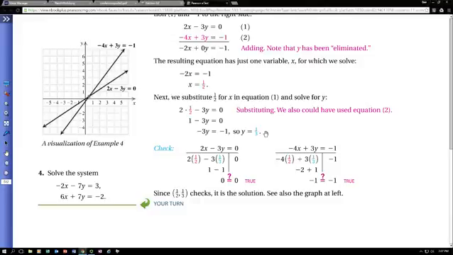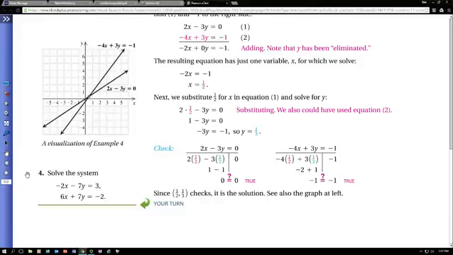So I check that. You put the ordered pair 1/2, 1/3 in, so you put 1/2 in for x and 1/3 in for y. I put it into both equations and see if it makes it true, because that's what solutions do. And in this case it does. So this ordered pair 1/2, 1/3 is a solution to the system because it's a solution to both equations.